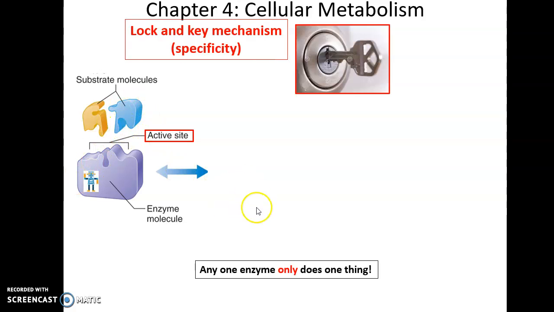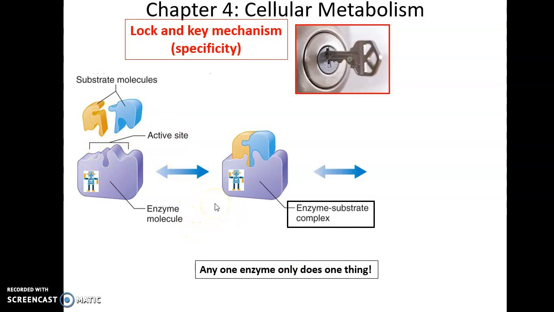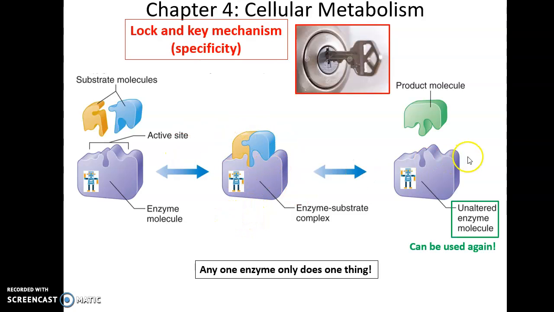And this specificity is often called the lock and key mechanism, because as a key has a certain shape to fit a specific lock, the substrates have a certain shape that fit the shape of the active site in the enzyme. Substrates bind, same as turning a key in the lock. And this gives you the enzyme substrate complex, and then the products are released, or the door becomes unlocked. And again, the enzyme is not altered. The enzyme is ready to act again.